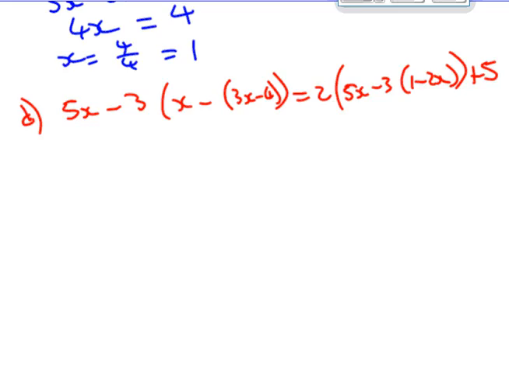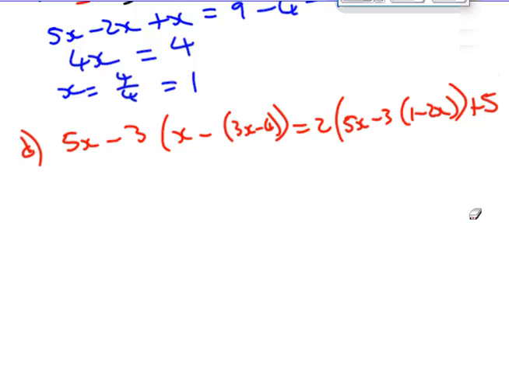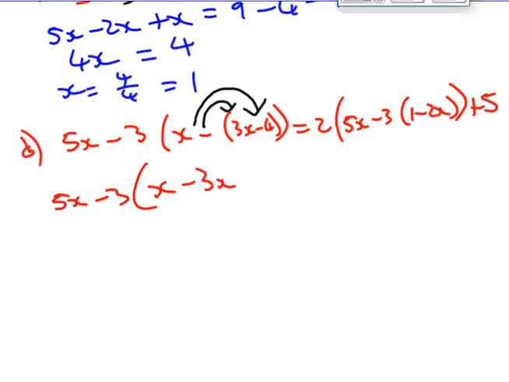D was absolutely awful. Okay. But I'm going to start with the innermost bracket first. Which is that minus, which goes there and goes there. That's my starting point. So I'm going to still have the 5x minus 3. I'm still going to have the bracket x. But minus times positive 3x is minus 3x. Minus times the negative 4 is positive 4. And that first very inside bracket has now disappeared. I'm only left with 1 now.